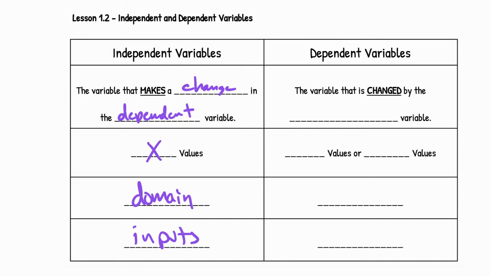On the other side, we have the dependent variables. The dependent variable is the variable that is changed by the independent. In other words, it is being changed. They are the y values, or the f of x values if you're looking at a function. They are also the range, or the outputs.